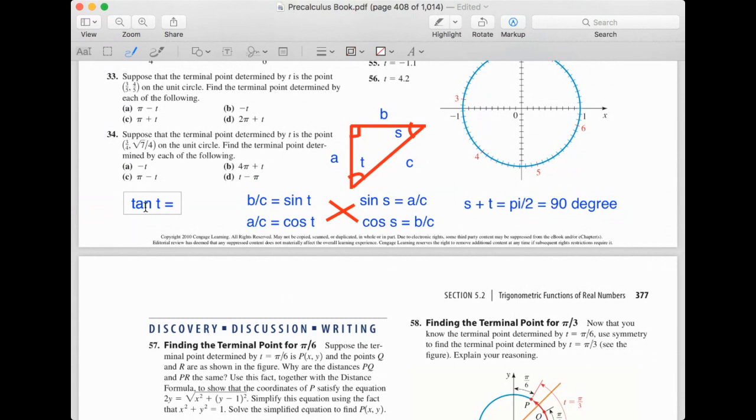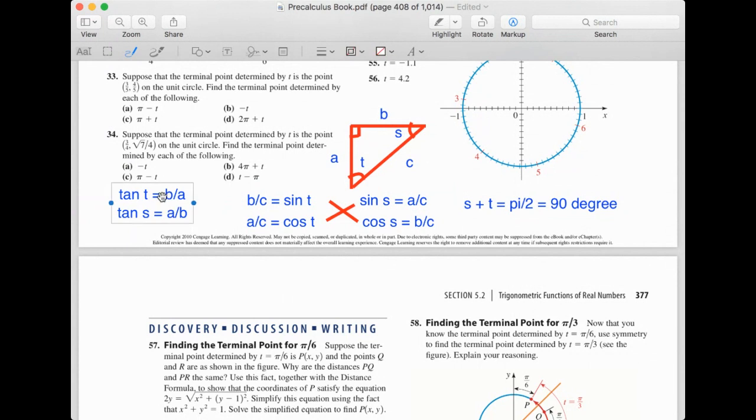Tangent is defined as the opposite side of t over the adjacent side of t. What's the opposite? Let's look at t. Which side is opposite to it? B. Which side is adjacent to it? A. So it equals b over a. Now let's talk about tangent s. You see that's a over b, right? If we look at the angle s, tangent s, the opposite side is a, the adjacent side is b.